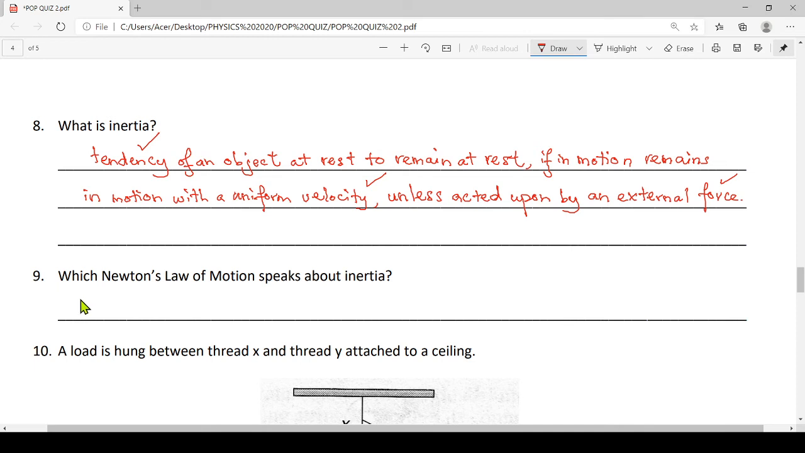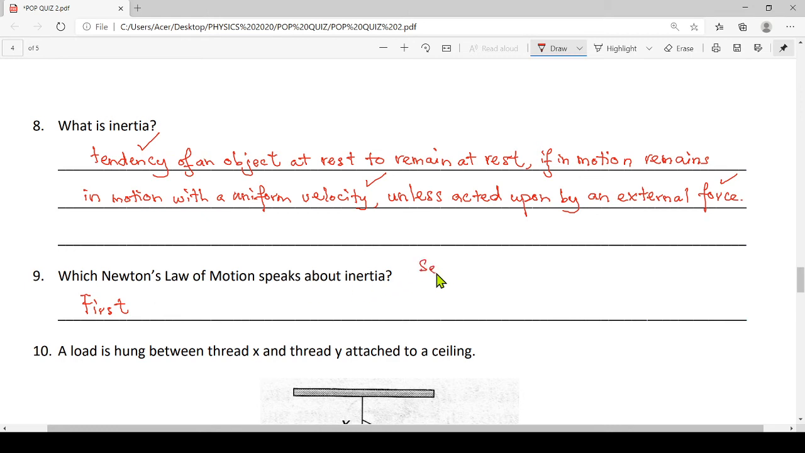Now, question 9. Which Newton's law of motion speaks about inertia? Okay, so you only learn three Newton laws: first, second, and third. So just choose one. For this one, the Newton law of motion that speaks about inertia refers to the first. Alright, so the first Newton law is about inertia.